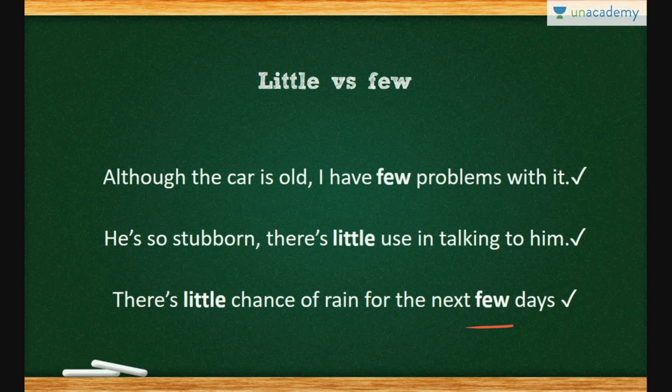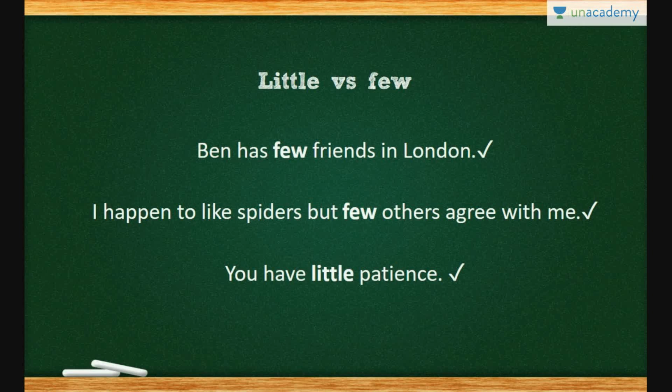Now, if you say, I have given him a few chances already. Now, if you say chances, that means you can count the chances that you have given to that person. There, the usage of few becomes correct. Just focus on the examples, you'll get the idea. Ben has few friends in London. Now, he can count the friends he had in London. Therefore, few friends. I happen to like spiders, but few others agree with me. Once again, it's a countable noun. You have little patience. Now you cannot count patience or how much patience a person has.